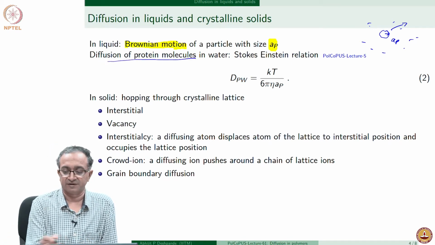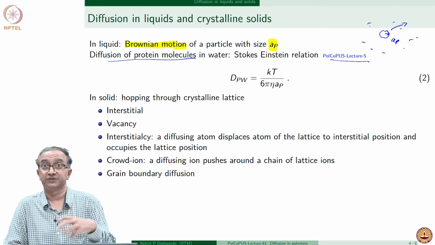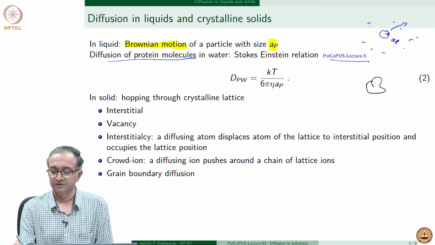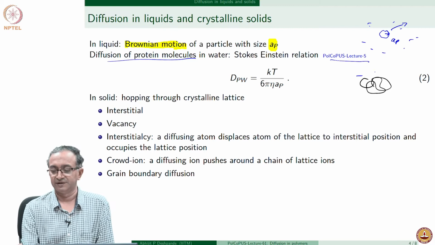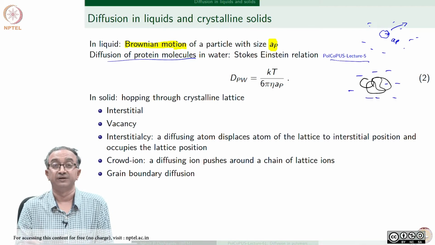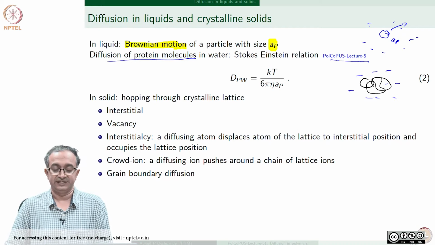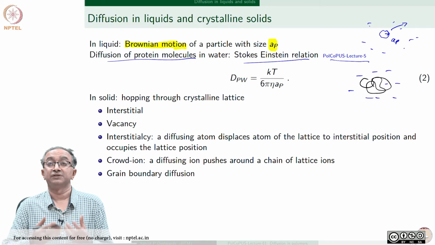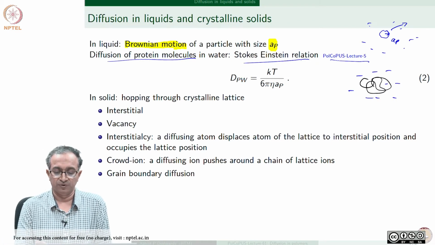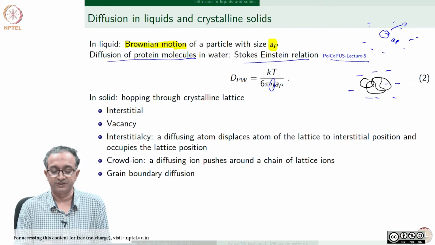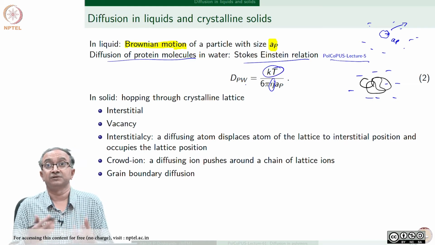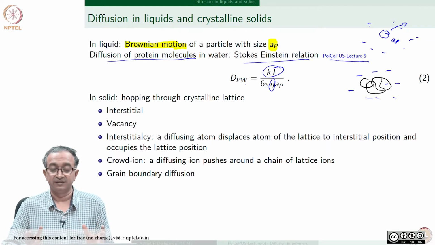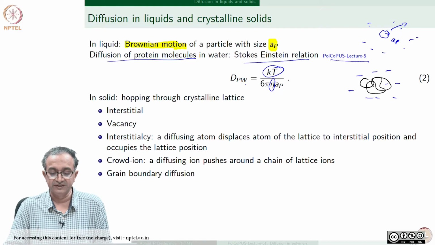For example, in lecture 5 we have looked at the diffusion coefficient of protein. For such things, where there is a large protein which is diffusing in an aqueous water based solution, the diffusion coefficient can be written in terms of a Stokes-Einstein relation, which is based on the theory of Brownian motion. It is inversely proportional to the medium viscosity, and directly proportional to the thermal energy which is available. Based on these things, you can see that there is a temperature dependence.